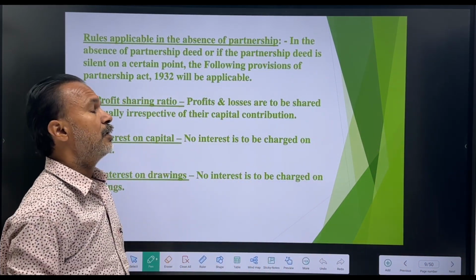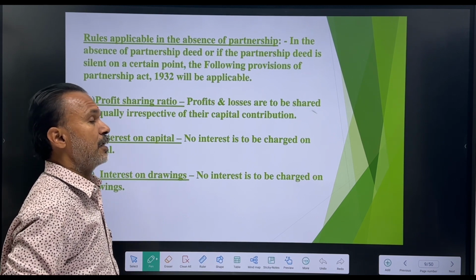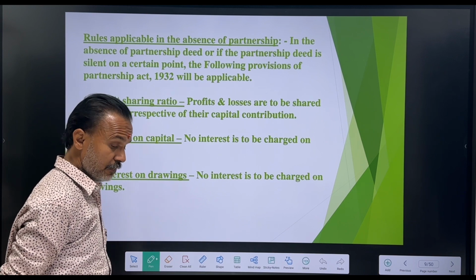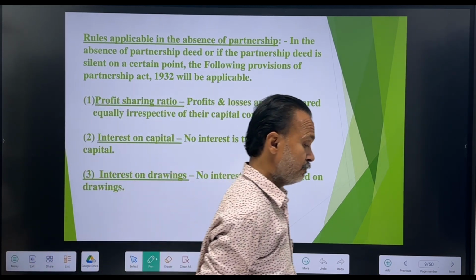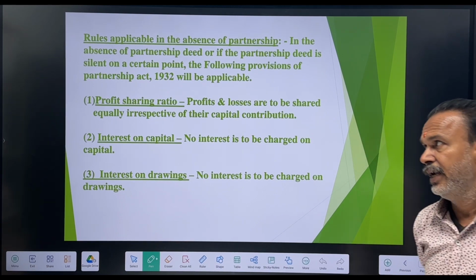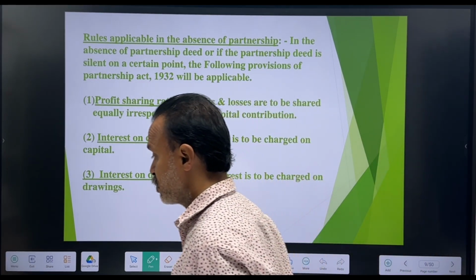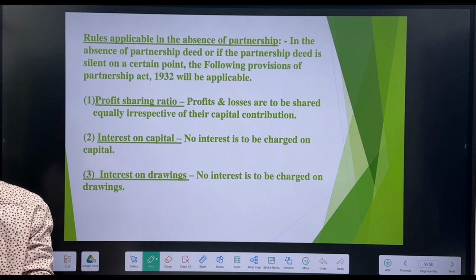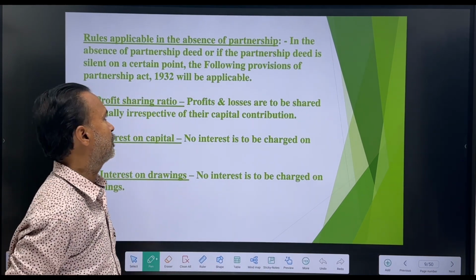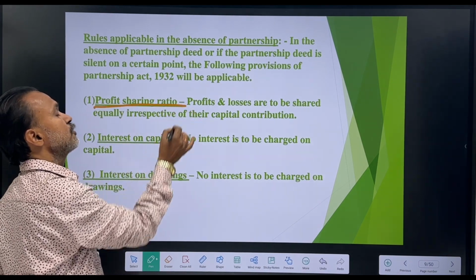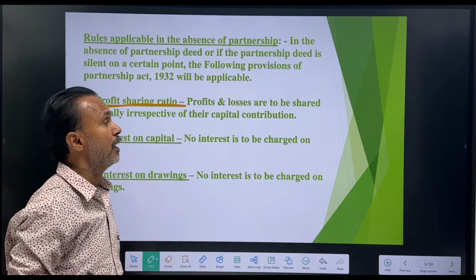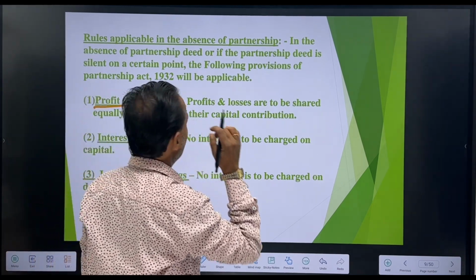Rules applicable in the absence of partnership deed. If there is no partnership deed between partners, it means the agreement between partners is oral agreement. So in the case of oral agreement, the following rules of Indian Partnership Act 1932 will be applicable. The first, profit sharing ratio. Profit or loss will be shared by all the partners equally.